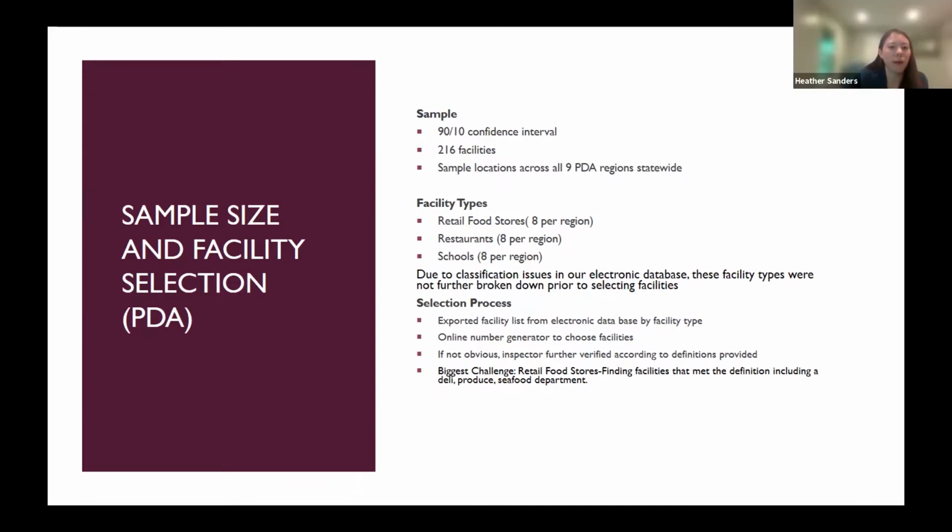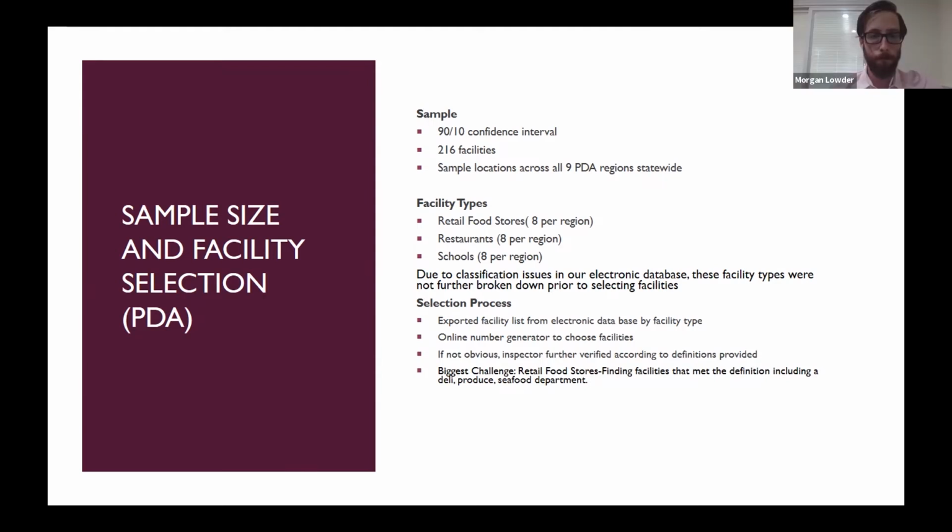We also had a sample size with the 90-10 confidence interval. This included 216 facilities for us across all 9 regions throughout the state. Due to several classification issues within our own internal electronic database, we were not able to further subdivide our facility types. So our facility types were retail food stores, restaurants, and schools. Coincidentally, these broke into 8 per region for each facility type, with a total of 72 risk factor study inspections per region.